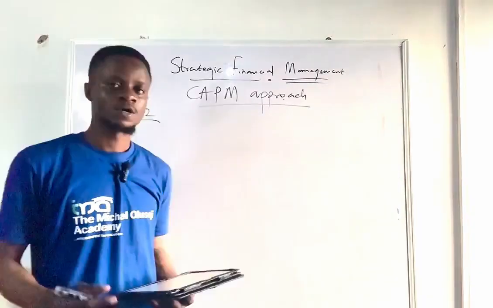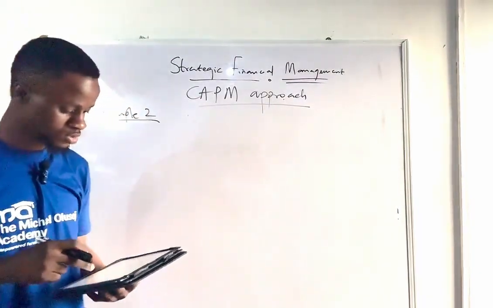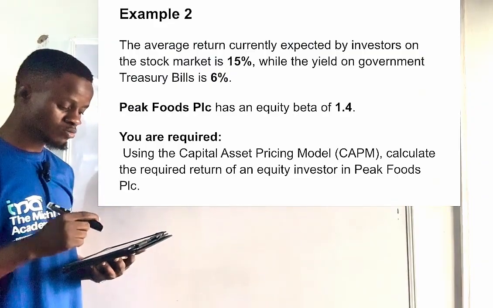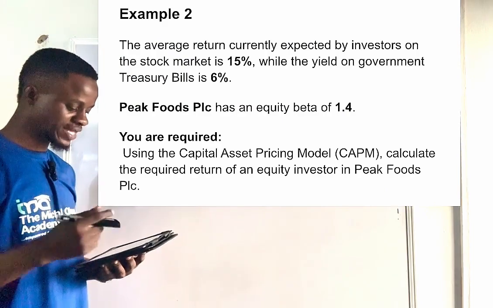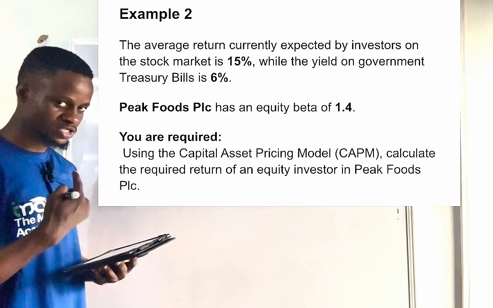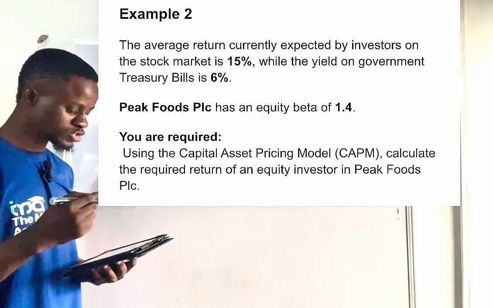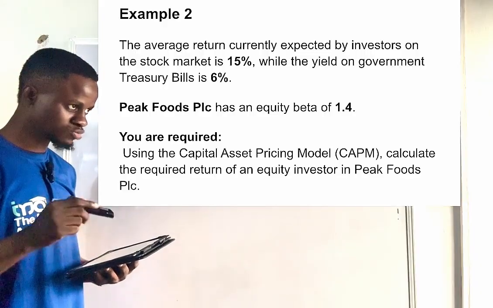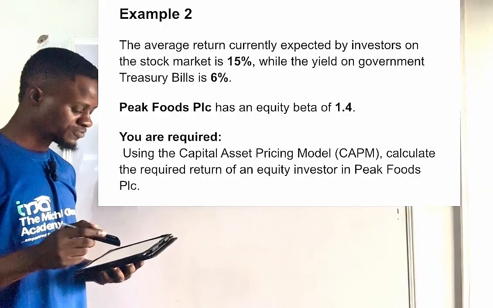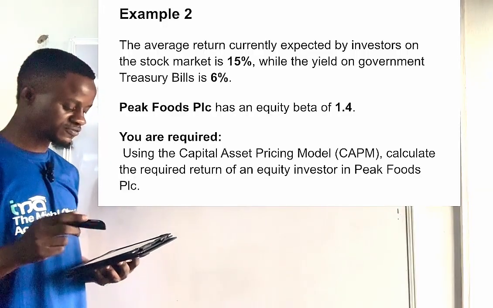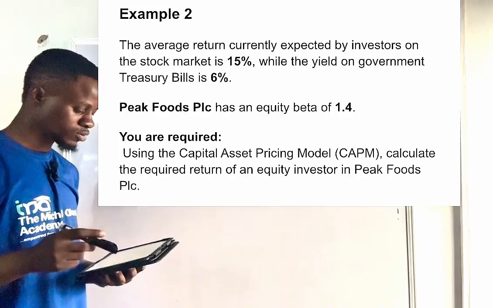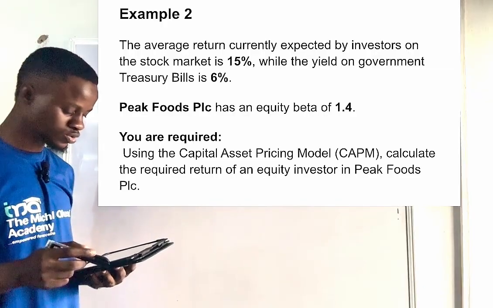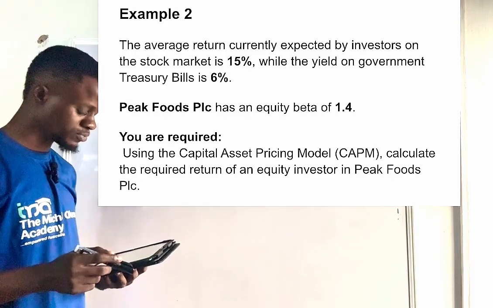Let's solve another question. Let's move on to the next example, example 2. It says the average return currently expected by investors on the stock market is 15%. See it from the investors' point of view. While the yield on government treasury bills is 6%. So that means 15% is RM and 6% is the risk-free rate. Peak Food PLC has an equity beta of 1.4. That is the risk. You are required, using the capital asset pricing model, to calculate the required return of an investor in Peak Food PLC. Can you see that now?